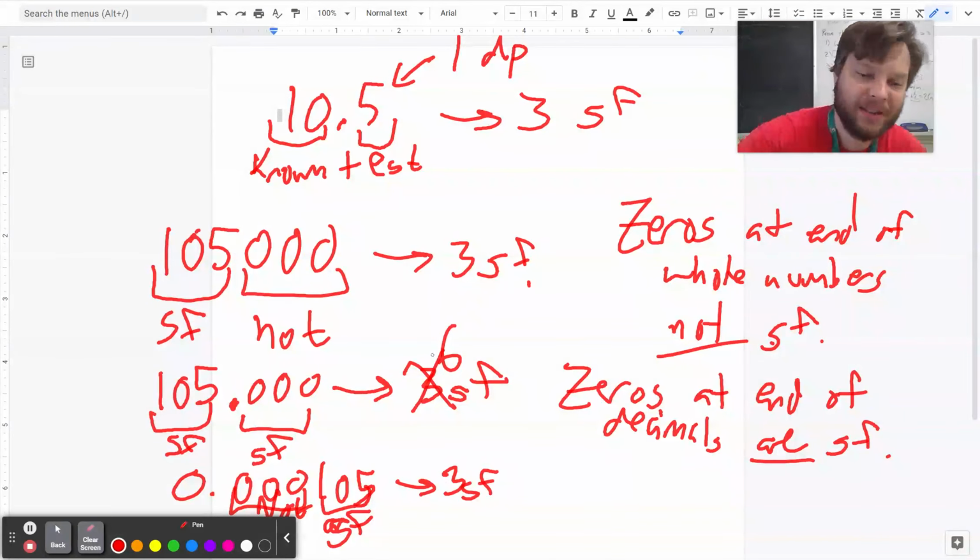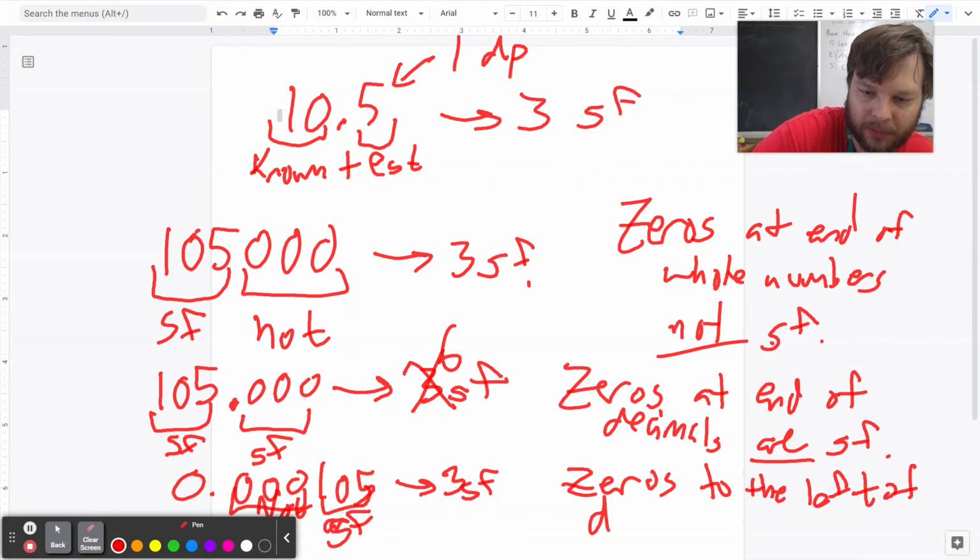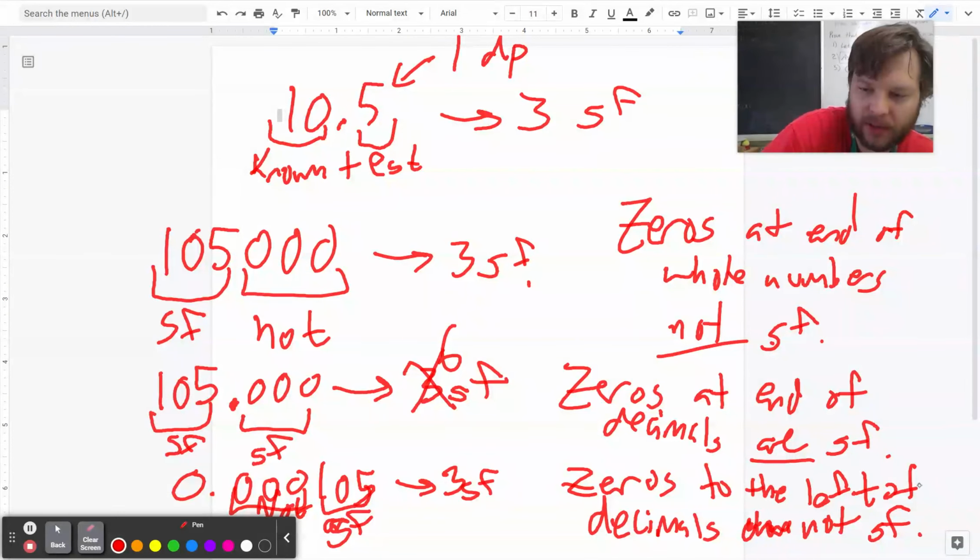This next one, the zeros here don't count because they're before the non-zero digits. So zeros to the left of the digits of decimals are not significant figures.